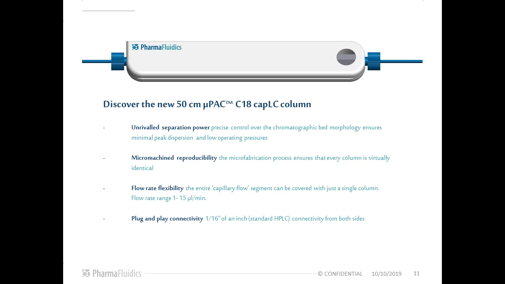In addition, we are very delighted to announce our latest product, which is a 50 centimeter µPAC C18 CAP-LC column. Since this column was developed according to the proven µPAC technology, it offers some unique features, like unrivaled separation power, exceptionally high reproducibility through the micro-machined fabrication procedure, easy connection and integration through the 1/16 inch connectivity on both sides, and a high flow rate flexibility ranging between 1 and 50 microliter per minute.